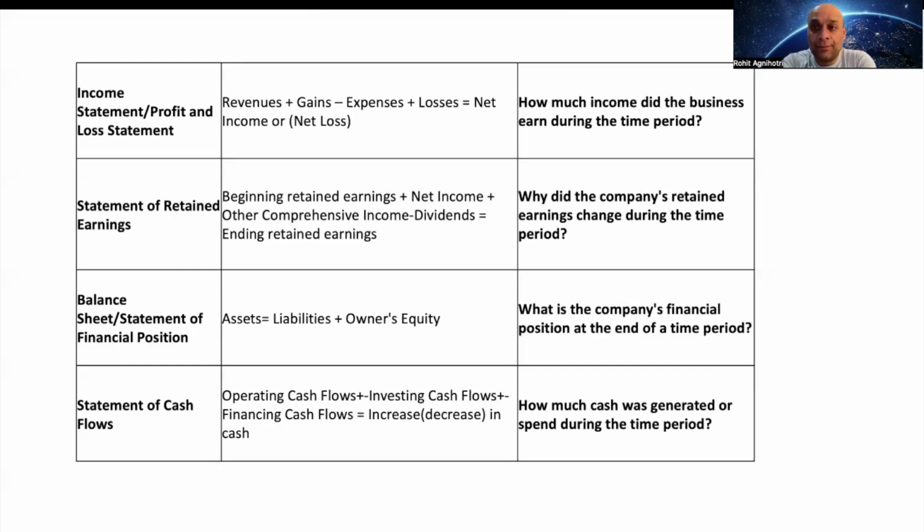The fourth statement is the statement of cash flows. The elements are operating cash flows, investing cash flows, and financing cash flows. And it basically tells you whether the cash increased or decreased in that particular time period. So basically, what does it communicate? It communicates how much cash was generated or spent during that particular time period.